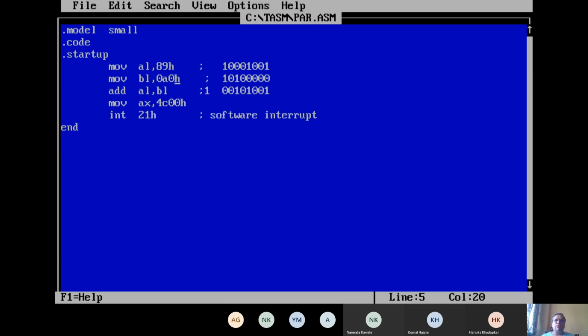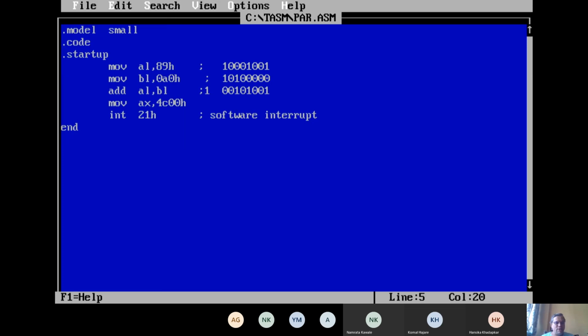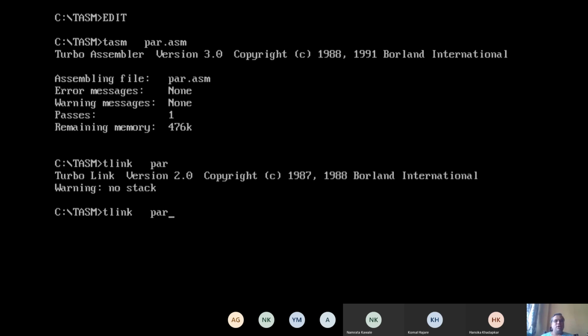Every time you make a modification to the program in the editor, you should save it, and then exit the editor, and then again assemble it, then link it, and then debug it.